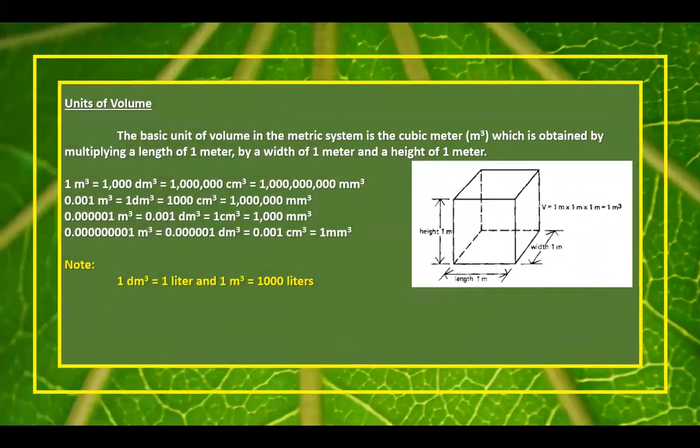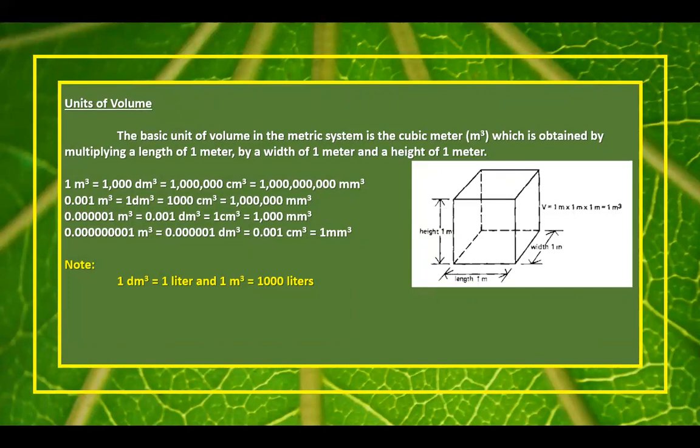Okay, for the units of volume, the basic unit of volume in the metric system is the cubic meter, which is obtained by multiplying a length of 1 meter by a width of 1 meter and a height of 1 meter. So let's have an example of the conversion. We have 1 cubic meter is equal to 1,000 cubic decimeters is equal to 1 million cubic centimeters is equal to 1 billion cubic millimeters.